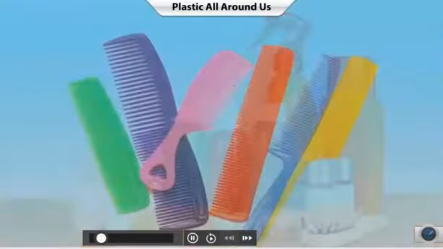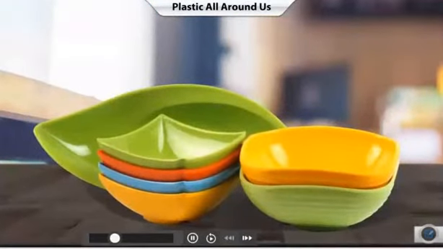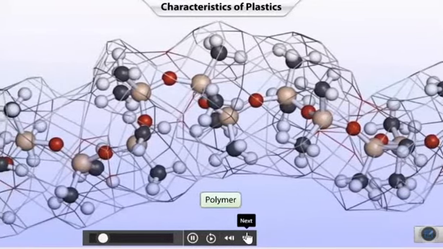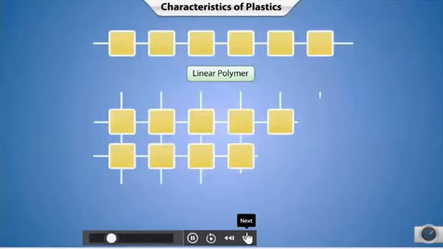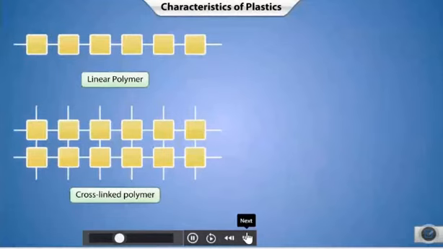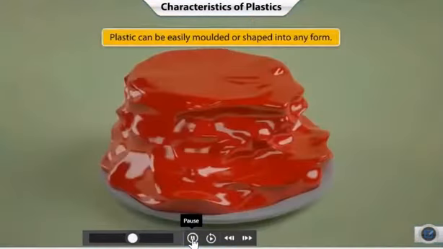We use many plastic items in our everyday life. Plastics are polymers where many small units join together to form a large unit. Some plastic polymers have linear arrangement of monomers, while others have cross-linked arrangements. For example, polythene is a linear polymer, while rubber is a cross-linked polymer.